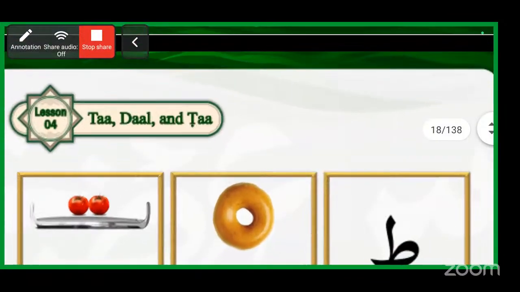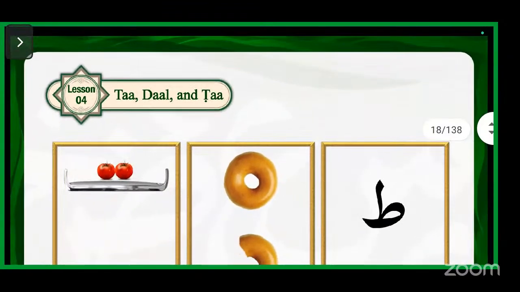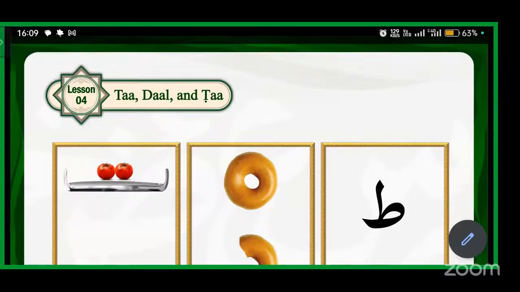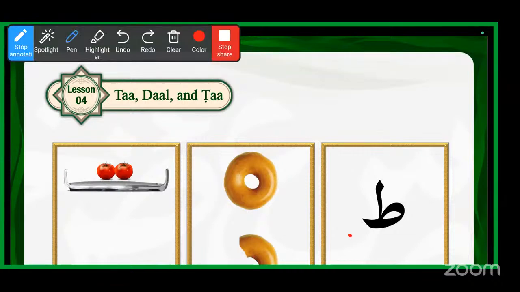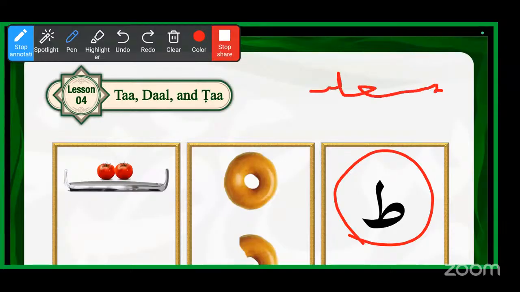4 of them were huruf musta'liya mutbiqa. 3 of them were huruf musta'liya ghair mutbiqa. Moving on to what we were doing on ta, dal, and ta. So the whole story was about the letter ta. Ta is musta'liya mutbiqa. مستعلية مطبقة. Note it down. حروف مستعلية مطبقة.